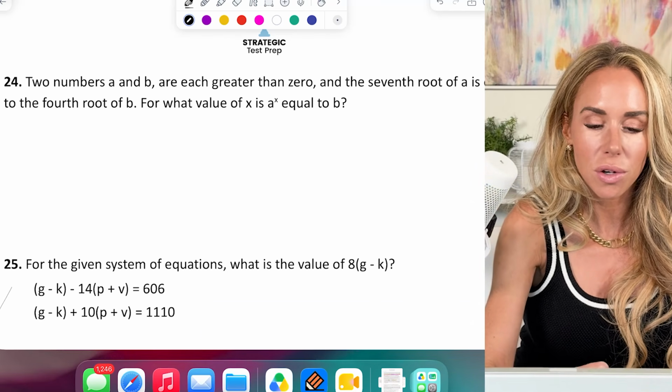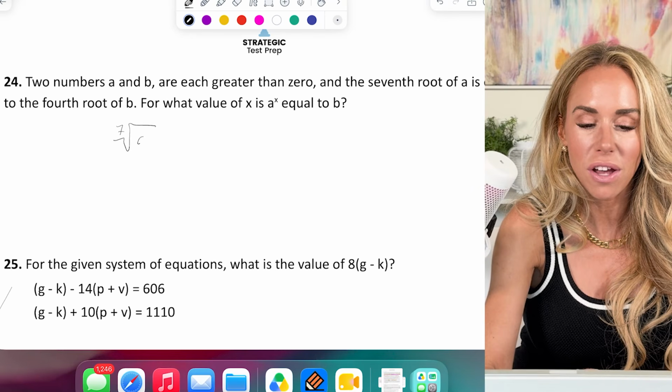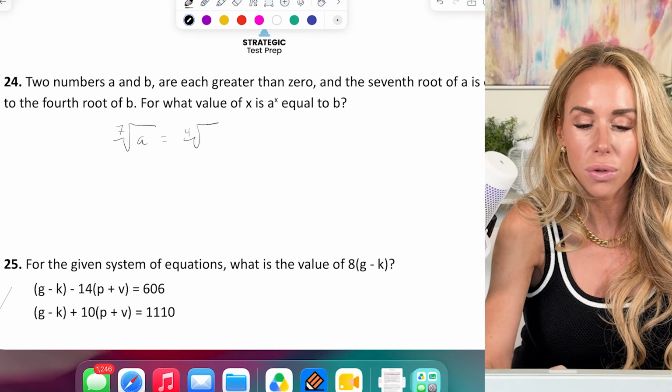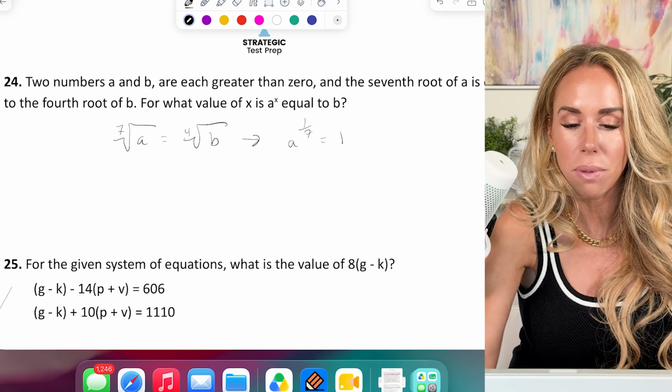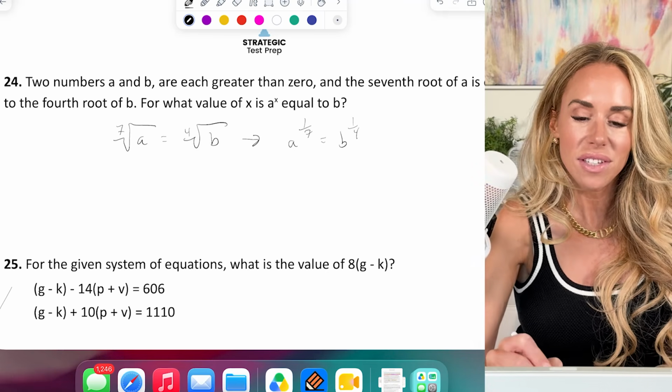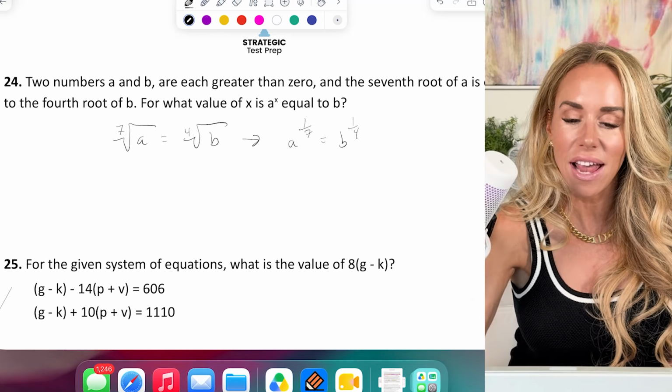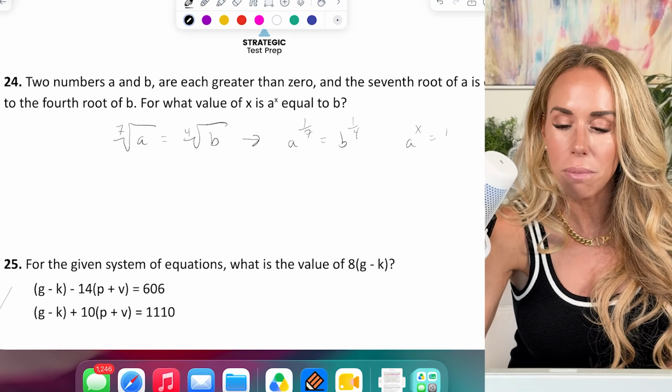Let me set that up as an equation. So we've got the 7th root of A equals the 4th root of B, which basically means A to the 1/7 power equals B to the 1/4 power. They said for what value of X is A to the X equal to B?